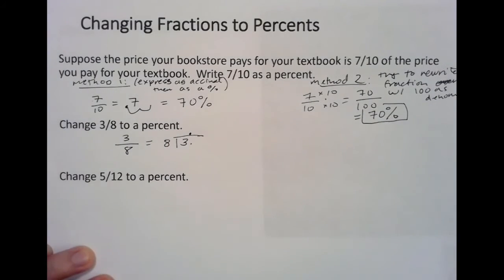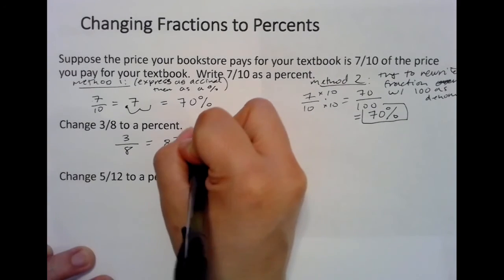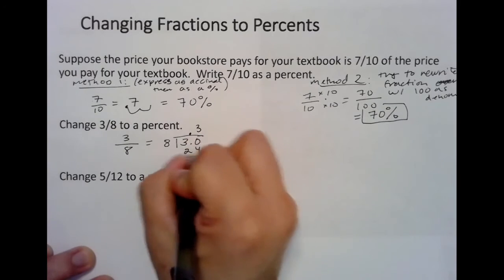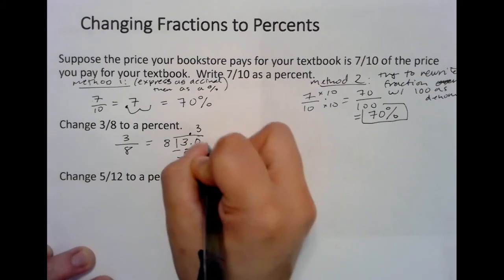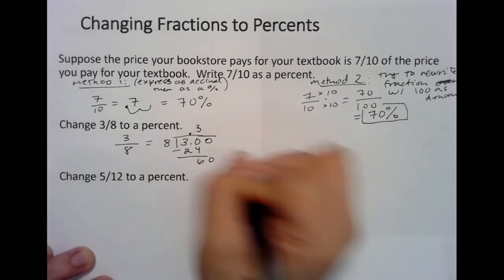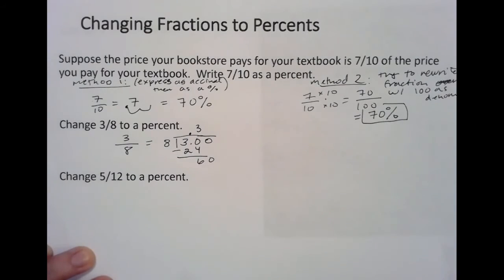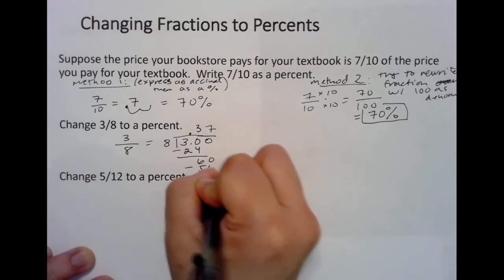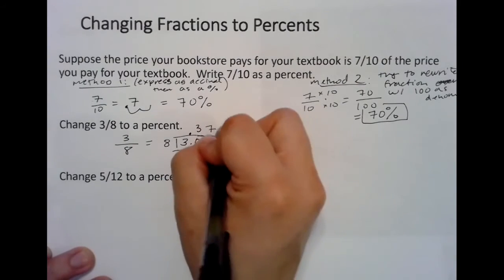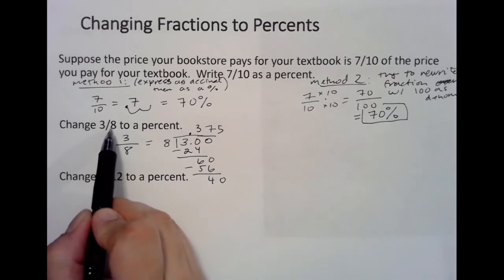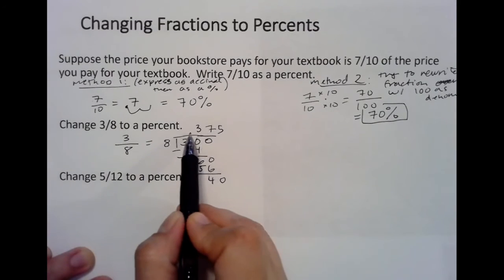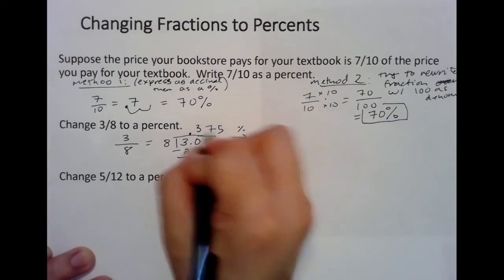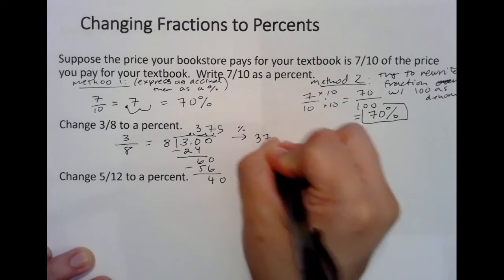So how many times does 8 go into 30? It goes in 3 times, right? Subtract, bring the 0 down. How many times does 8 go into 60? Okay, and we continue. Add a 0, 8 goes into 40 5 times. So 3/8 as a decimal is 0.375, and 0.375 as a percent is 37.5%.